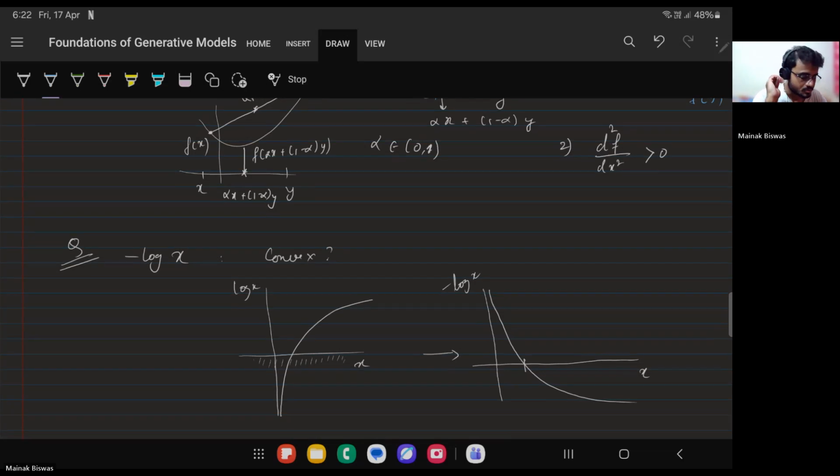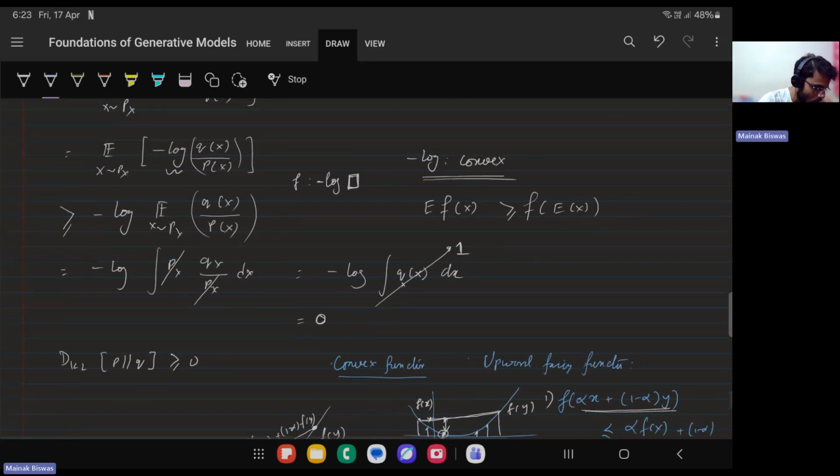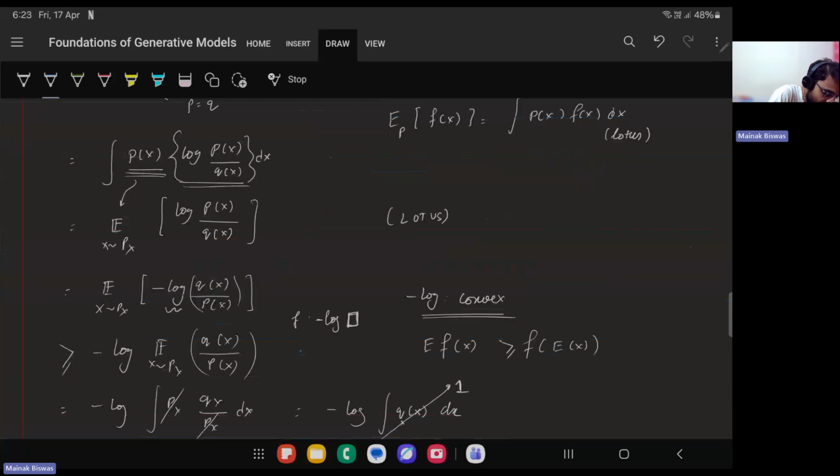Now, I can also show it with the second derivative. The second derivative of minus log x is the derivative of minus 1 by x, which is equal to 1 by x squared, which is greater than 0, right? For all x greater than 0. So it is clearly a convex function. If it is a convex function, this will hold. Jensen's inequality will hold. This is called Jensen's inequality, which you have used. This is going to hold.